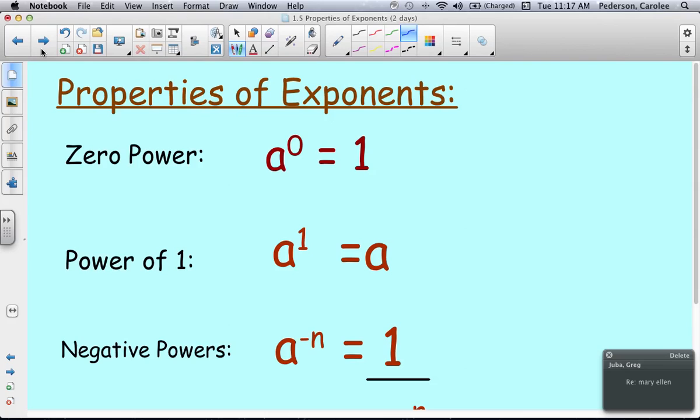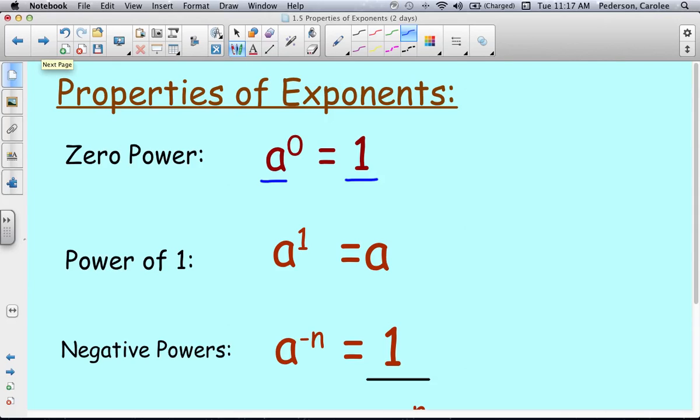The next slide, more properties. This next property is called the zero power property. If I have anything raised to the zero power, it is just 1. So if I have 5 to the 0 power, it's 1. If I have x to the 0 power, it's 1.